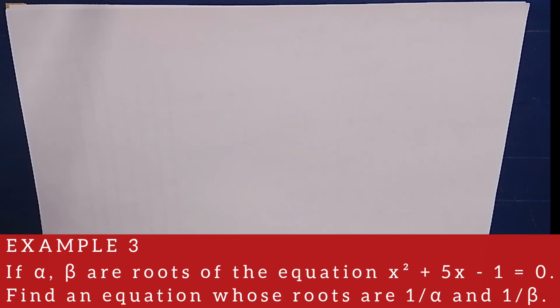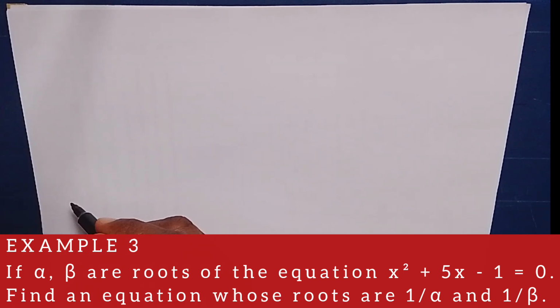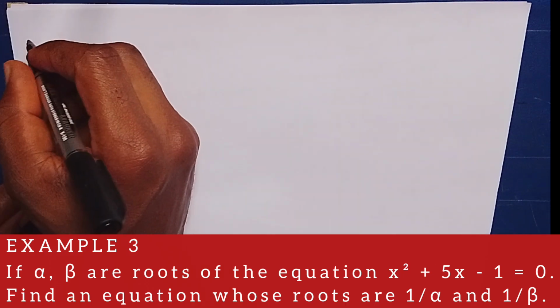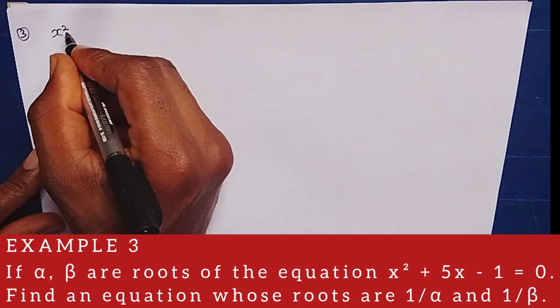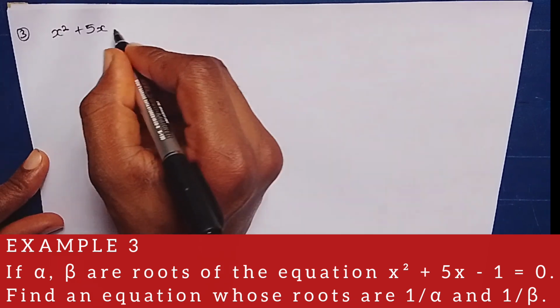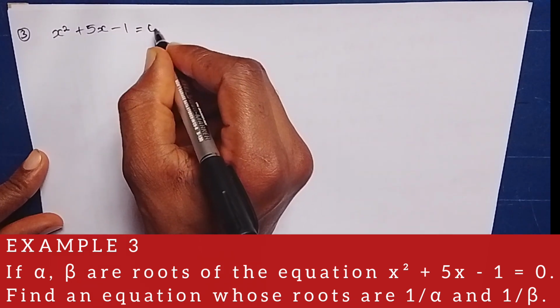In this third example, we are given: if alpha and beta are roots of the equation x squared plus 5x minus 1 equal to 0, find an equation whose roots are 1 over alpha and 1 over beta. This is how you solve something like this. You're given your equation, this is example 3, x squared plus 5x minus 1 equal to 0.